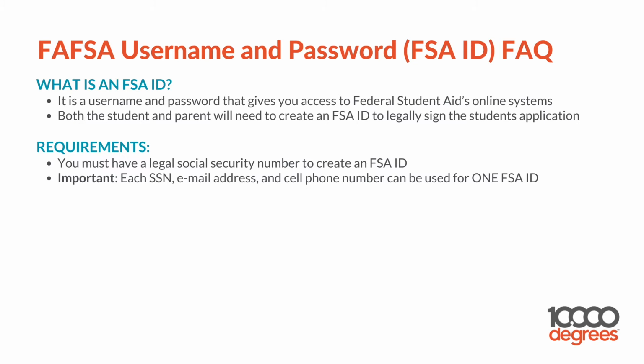Both the student and the parent will need to create an FSA ID to legally sign the student's application. Some of the requirements: you must have a legal Social Security number to create your FSA ID. Important to note, each Social Security number, email address, and cell phone number can be used for one FSA ID.